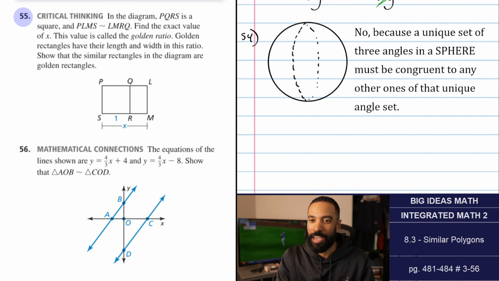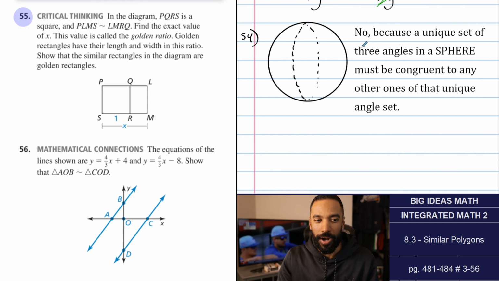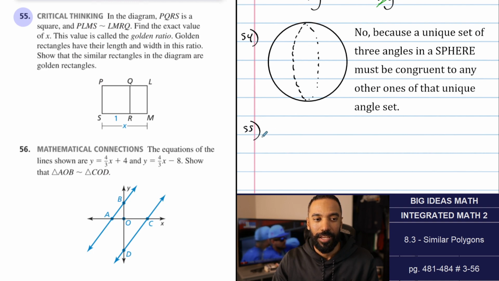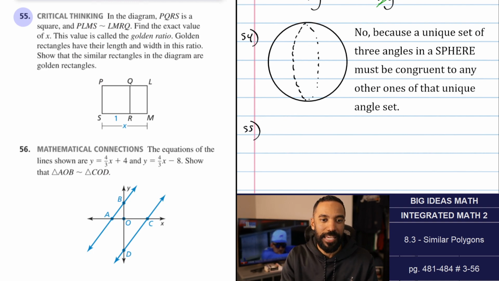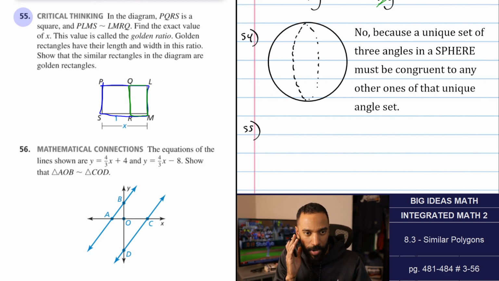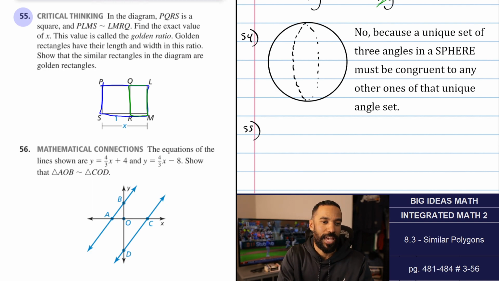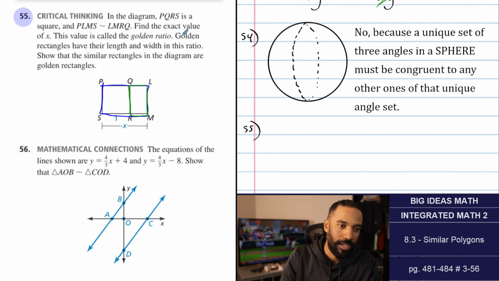Okay, number 55, 2 more. In the diagram, PQRS is a square. Oh, I know where they're going with this. PQRS is a square, and PLMS, this guy here, is similar to LMRQ, this guy here. So you have to look at where things correspond, P with L, things like that. This value is called the golden ratio. Golden rectangles have their length and width in this ratio. Show that the similar rectangles in the diagram are golden rectangles.